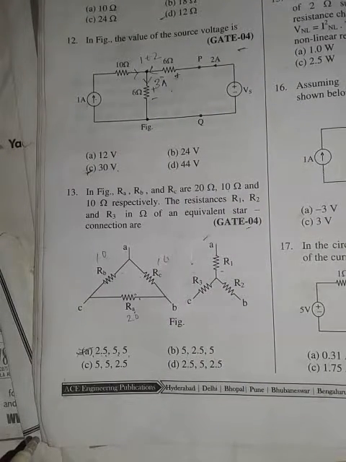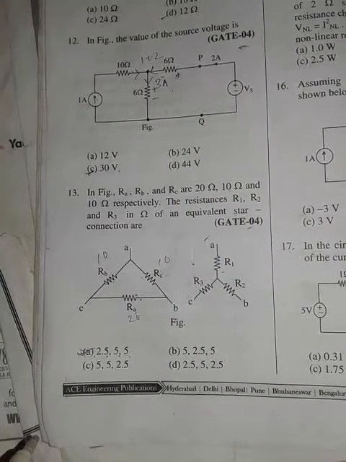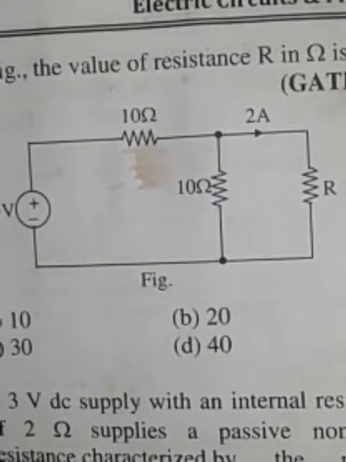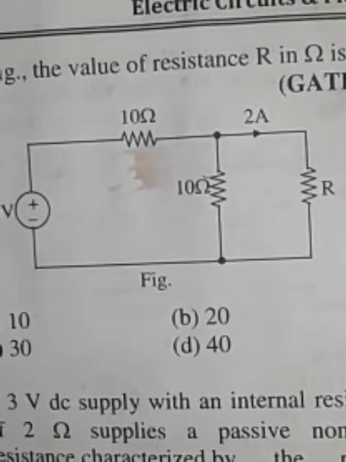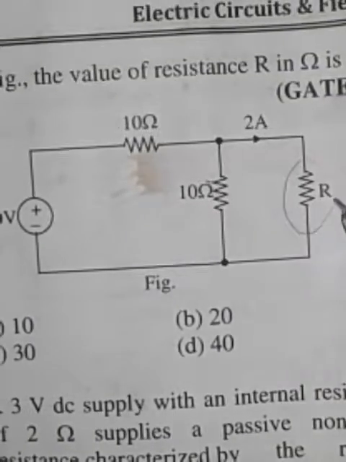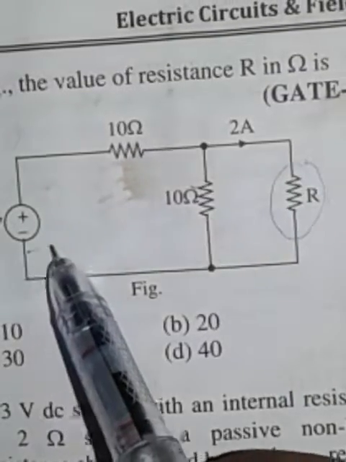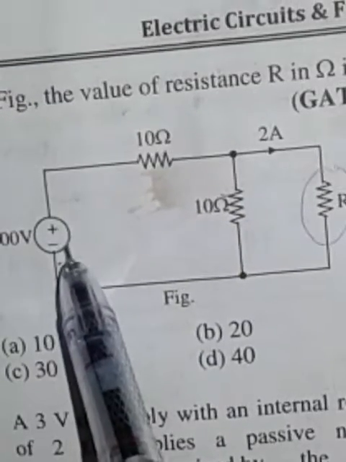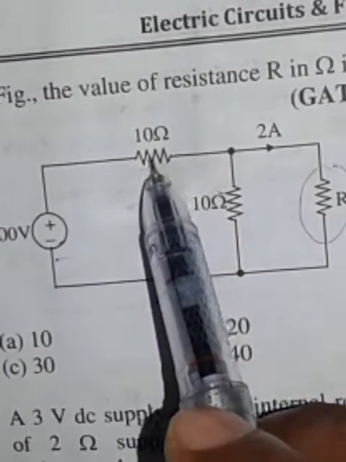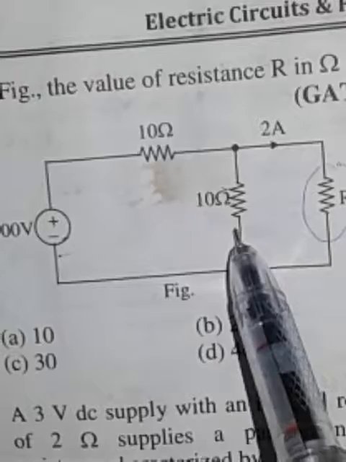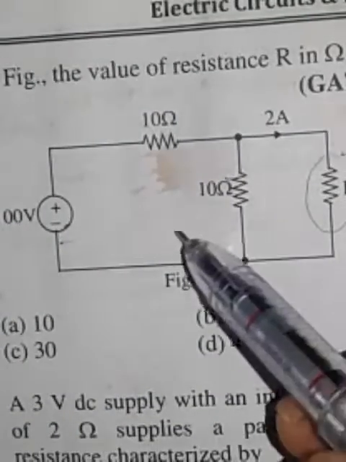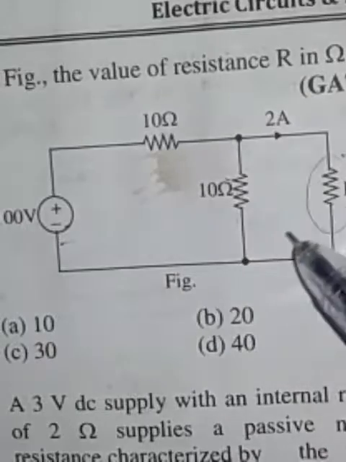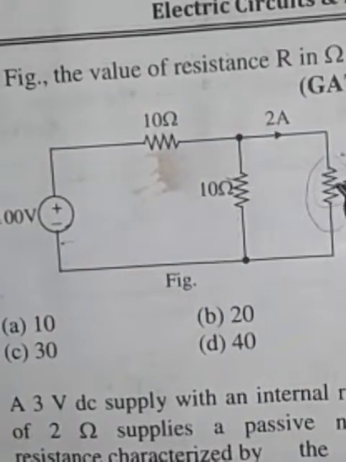I will solve all the GATE questions within this September to October. This is question number 35. This is the figure they have given. They are telling us to find out the value of this R. The voltage source is 100 volt, this is 10 ohm, this is also 10 ohm, and 2 ampere current is flowing through this. They are asking to find the value of this R.